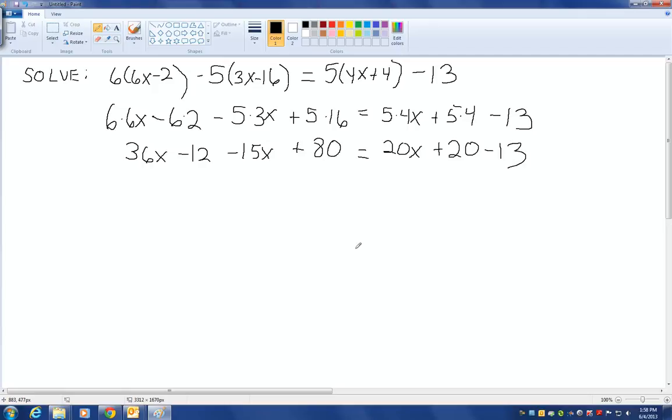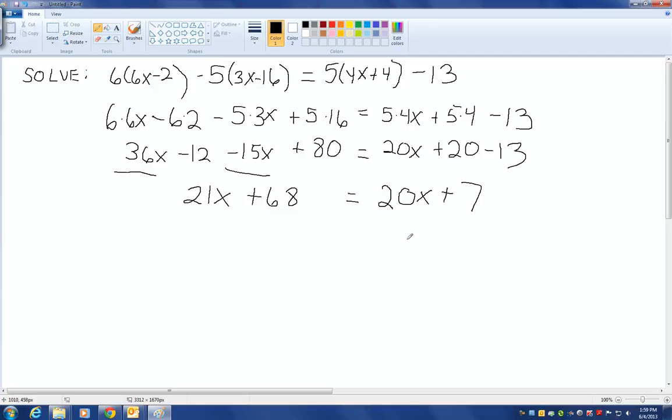And then on each side of the equal sign, we can gather the like terms. So 36x and negative 15x become 21x. Negative 12 and plus 80 become plus 68. Over on the other side, 20x is the only term with x in it. But 20 and negative 13 can be combined to leave you with 7.